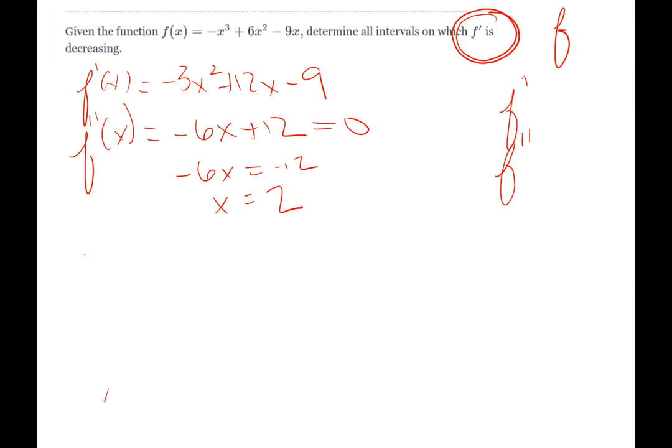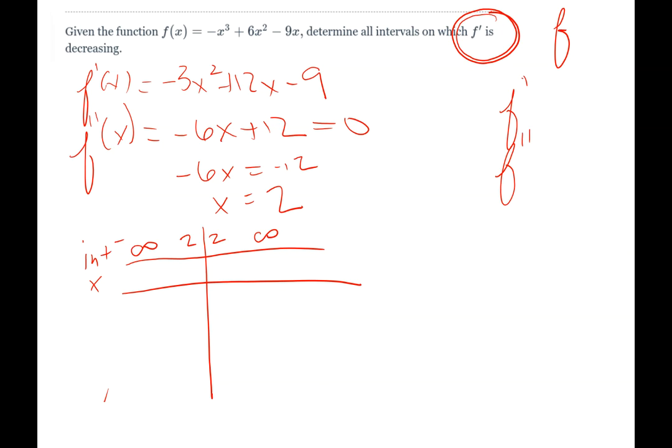I'm going to set up my sign chart now. I always start at negative infinity. My only critical number is 2. Draw a fence, 2 on the other side of the fence, and I end at infinity. Then I'm going to pick some x values. Because I am working with the second derivative and the first derivative, instead of using an f prime and an f, I'm going to use an f double prime and an f prime.